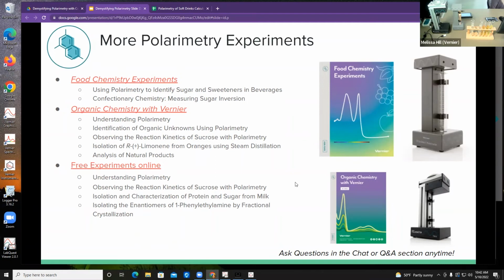So there are a lot of experiments in there about it, but we also have some free experiments online. Understanding Polarimetry goes through basically learning Biot's law and talking about how concentration affects your observed optical rotation, how path length affects your observed optical rotation. And then we have some kinetics reactions, and then we isolate proteins and sugar from milk, so you can see how good your isolation was. And then looking at different enantiomers. So those are all free on the website. Just go to the polarimeter page for which one you have or which one you're interested in, and you'll see those free experiments there.